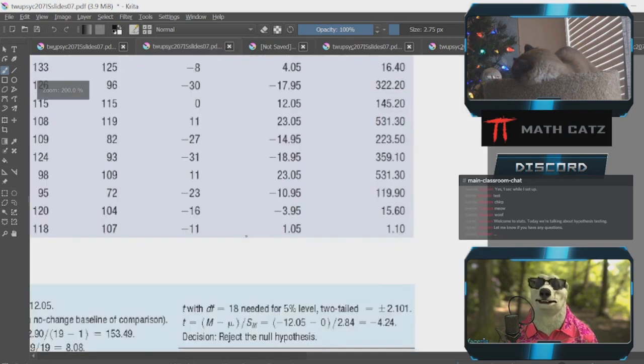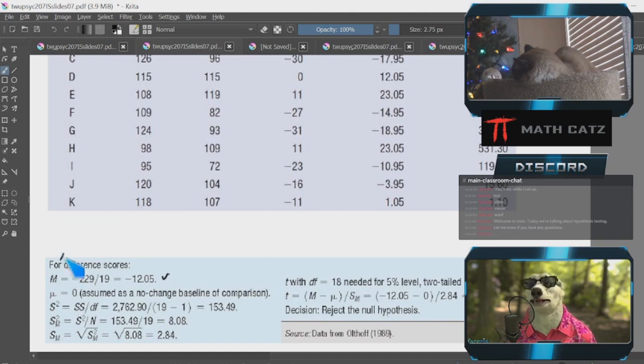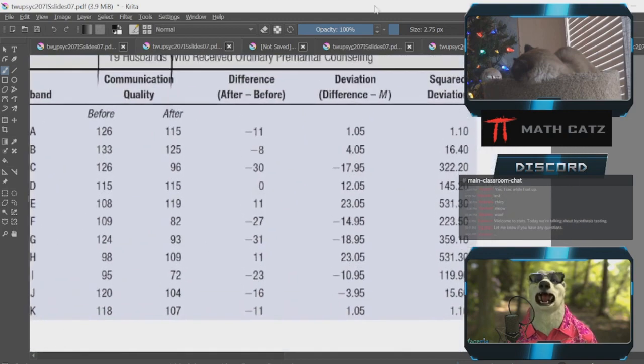It's a little small. Let's see if we can zoom in. We're looking at the mean, negative 12.5, by adding up all the difference scores. This is now specifically difference scores. Everything's going to be done with the difference scores. Calculating the deviation from the mean and the sum of the square deviations, then we can calculate the sum of the squares.